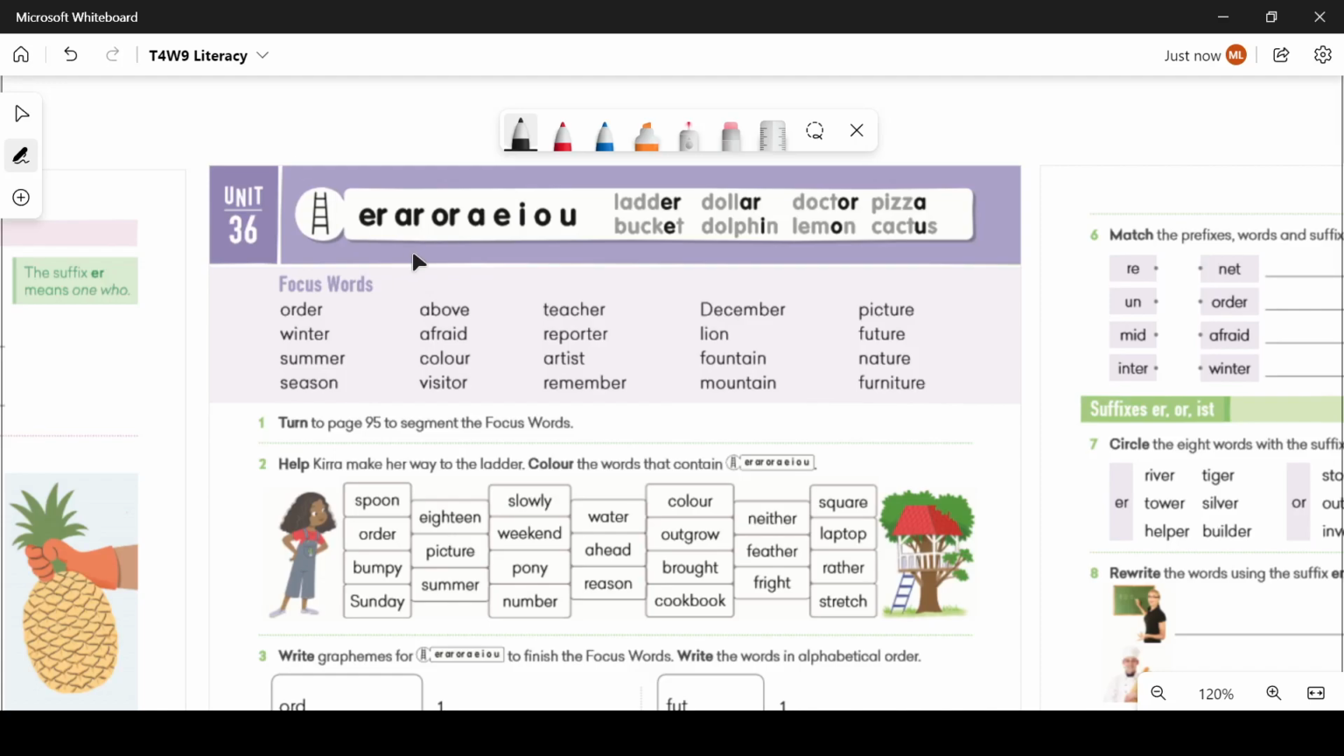All right, sound of the week. We have folks' words very quickly. Autumn, winter, summer, season, above, afraid, colour, visitor, teacher, reporter, artist, remember, December, lion, fountain, mountain, and picture, future, nature, furniture. All right, help Kira make her way to the ladder.